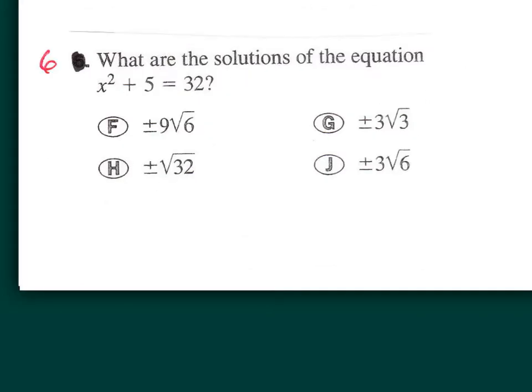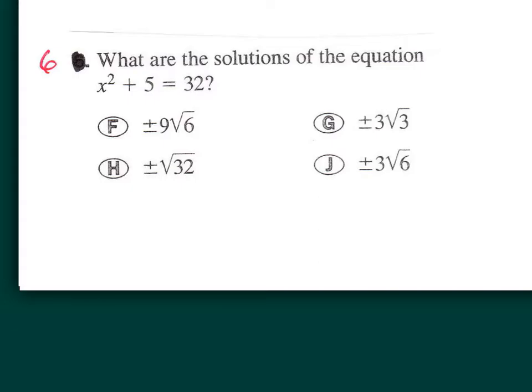Number 6, what are the solutions of the equation x squared plus 5 equals 32? Again, you could just plug each of these values for f, g, h, and j in for x and see which one works out. Use your notes. Don't forget, you can use your notes.